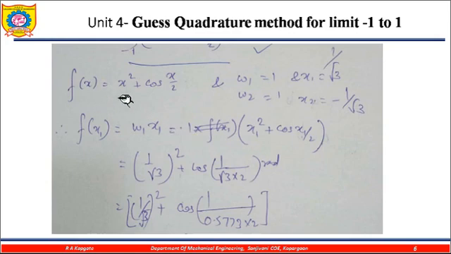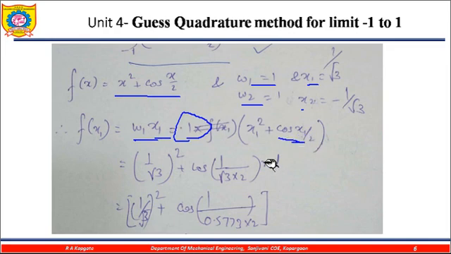So the function is the integration of x square plus cos x, and w1 is equal to 1, w2 is equal to 1, x1 is equal to 1 upon root 3, x2 is equal to 1 upon root 3. So w1 function of x1 is equal to w1 times f of x1. So 1 is here, and now x1 is equal to 1 upon root 3. So x1 square plus cos x1, this is the function given.